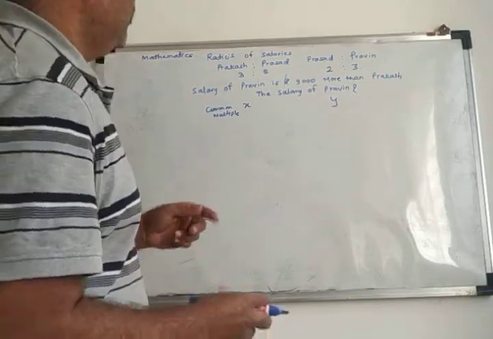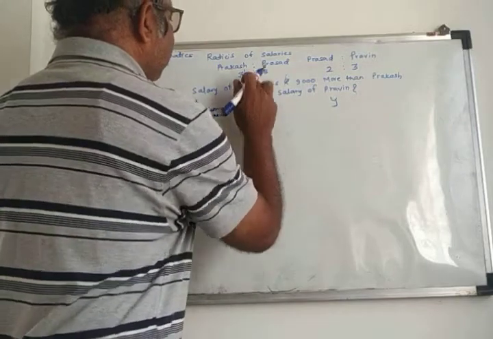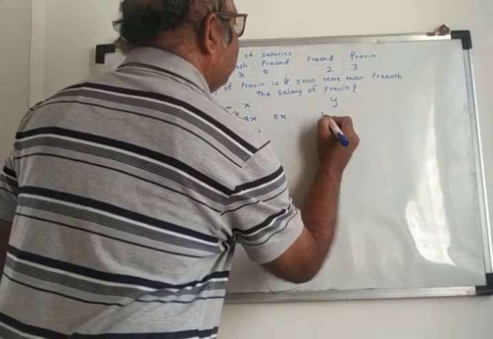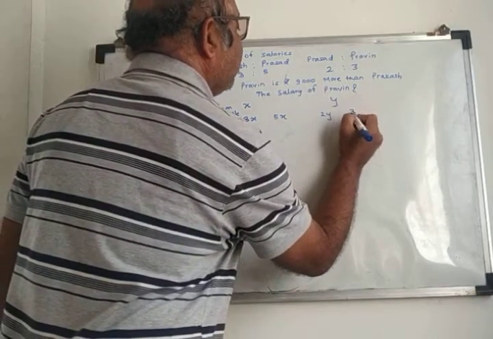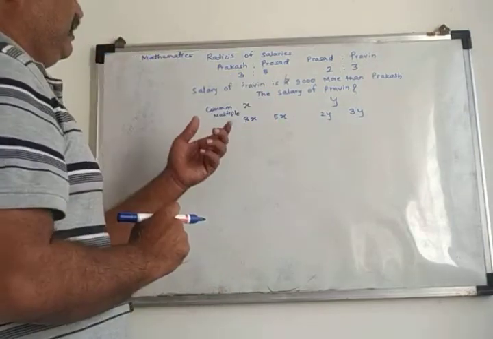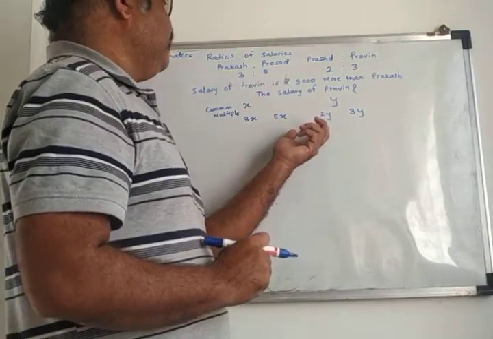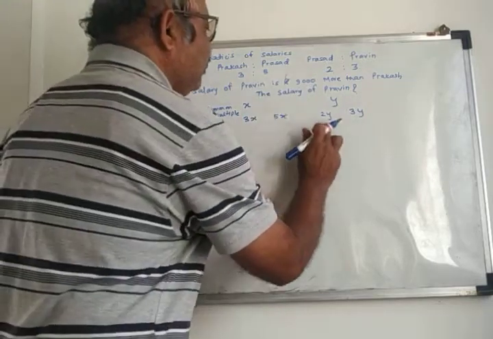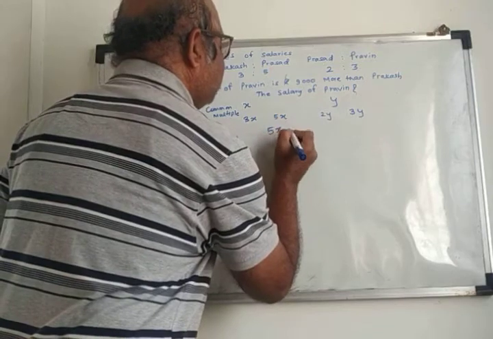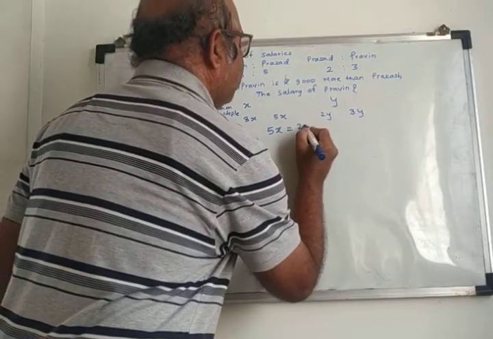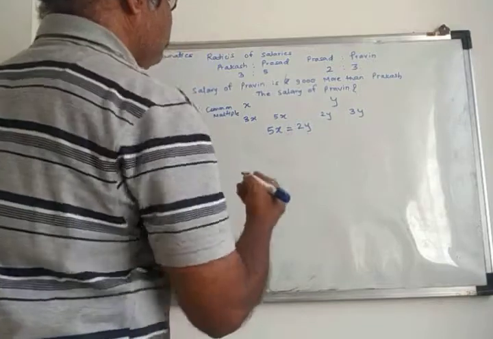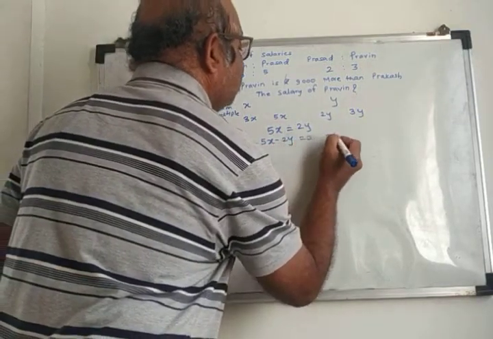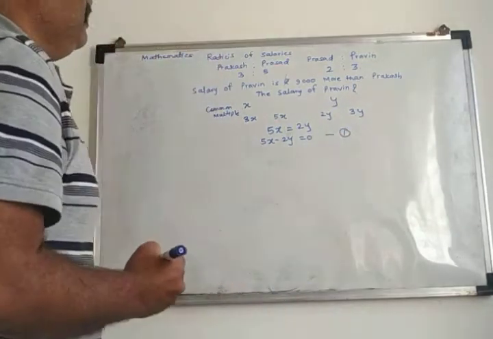By multiplying this x with this, it becomes 3x and 5x. Here it becomes 2y and 3y. We know we'll get one equation, because Prasad is common in both cases. Therefore this salary and this salary must be the same. Therefore 5x is equal to 2y. To make this an equation, I can say 5x minus 2y equals 0. This is equation number 1.